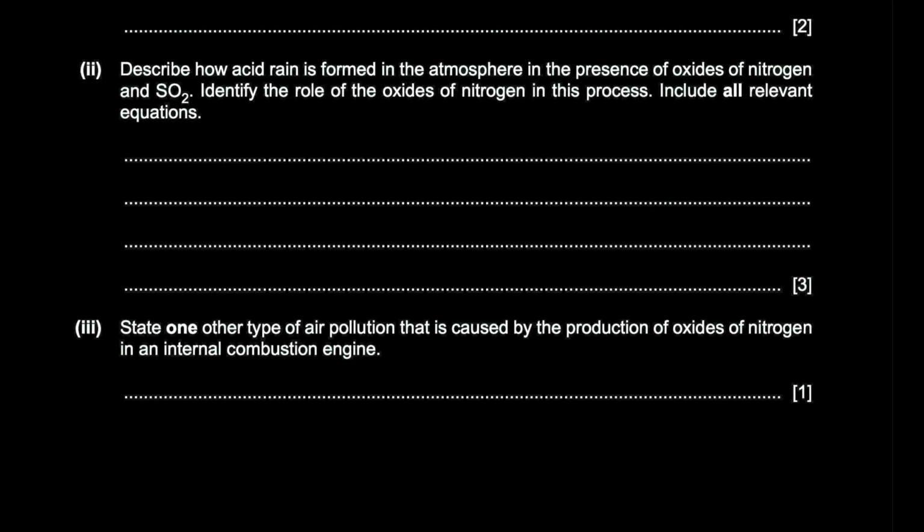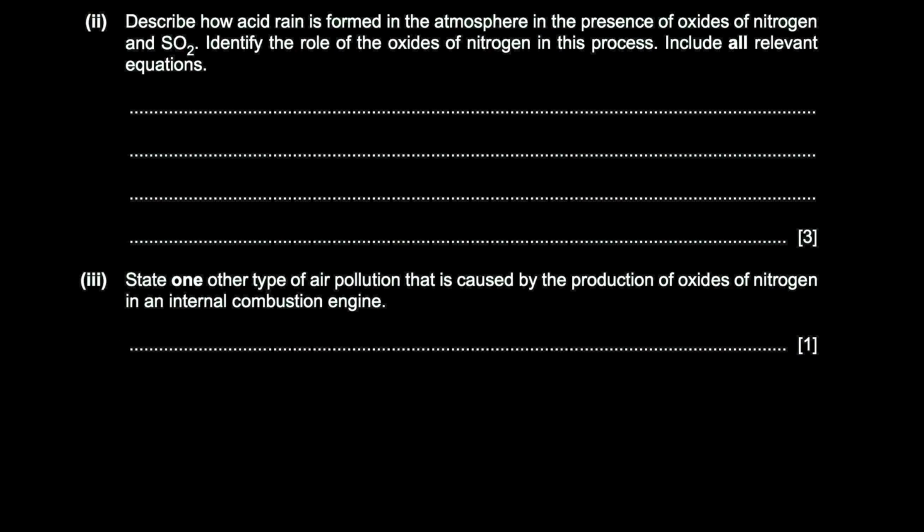Describe how acid rain is formed in the atmosphere in the presence of oxides of nitrogen and sulfur dioxide. Identify the role of the oxides of nitrogen in this process. Include all relevant equations. Okay, so the formation of acid rain can be catalyzed by nitrogen monoxide or nitrogen dioxide. We look at nitrogen monoxide as a catalyst because that's what we showed forming in the previous part.